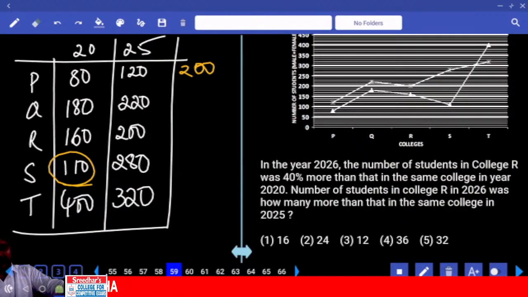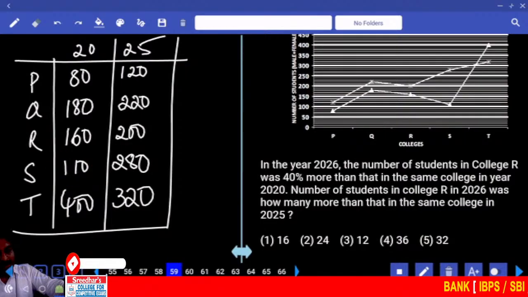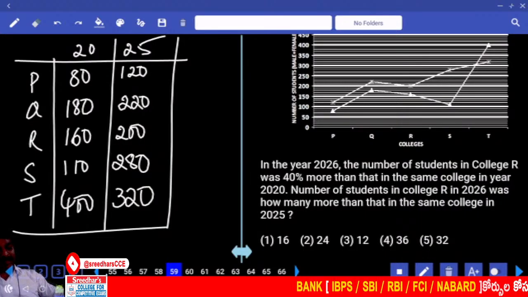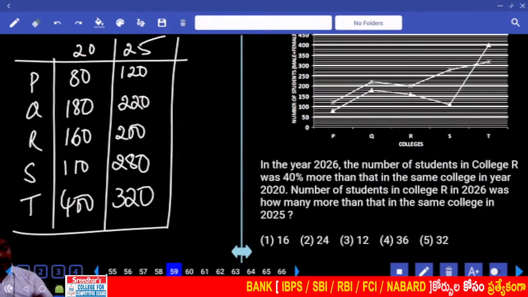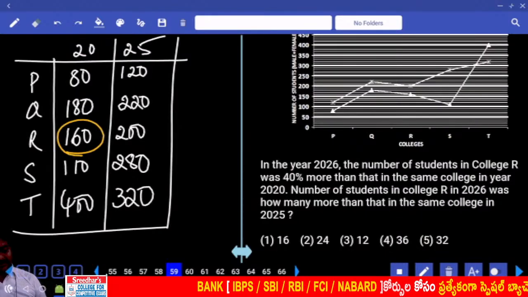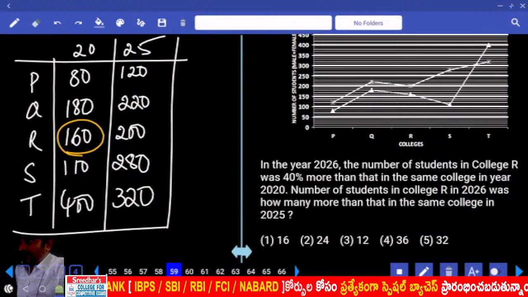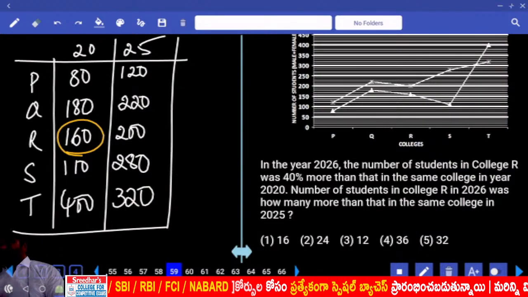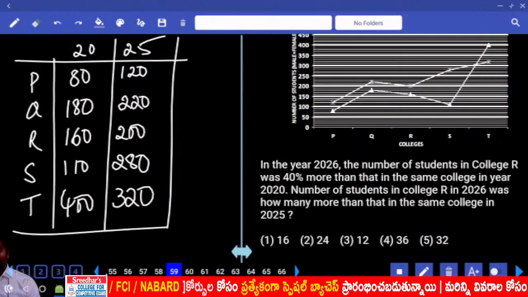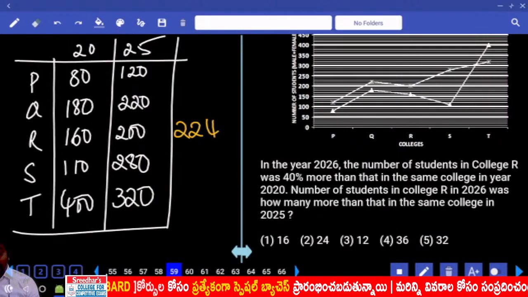In the year 2026, the number of students in college R was 40% more than the same college in the year 2020. R in same college 160. 2026 it will be 40% more. 10% double. 16, 32, 64, 64 added, 224.